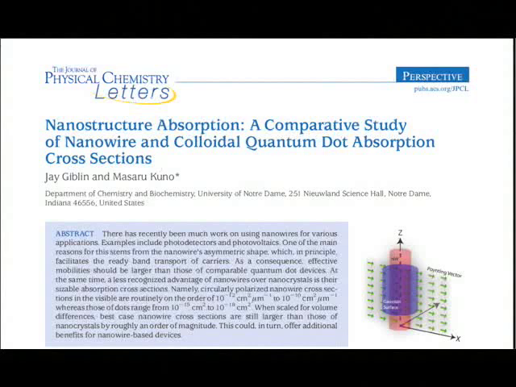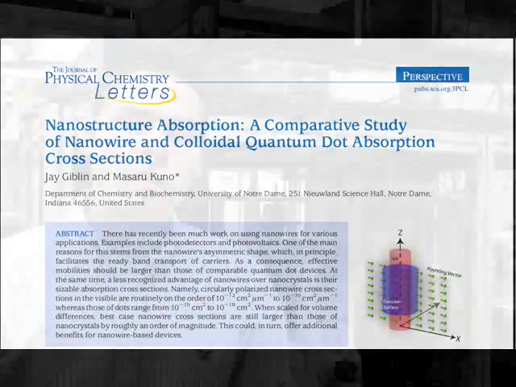In the perspective that Dr. Kuno and myself wrote, entitled Nanostructure Absorption, a comparative study of nanowire and colloidal quantum dot absorption cross-sections, we discuss how to model the absorption cross-section of a nanowire using both an approximate local field theory and rigorous Poynting vector analysis. Both approaches successfully model the observed polarization anisotropies, like you just saw in the movie. It's the strong polarization dependence of a nanowire's absorption that leads to scenarios that we discuss in this perspective, where the absorption cross-sections are nearly an order of magnitude larger for a nanowire than those of a quantum dot.